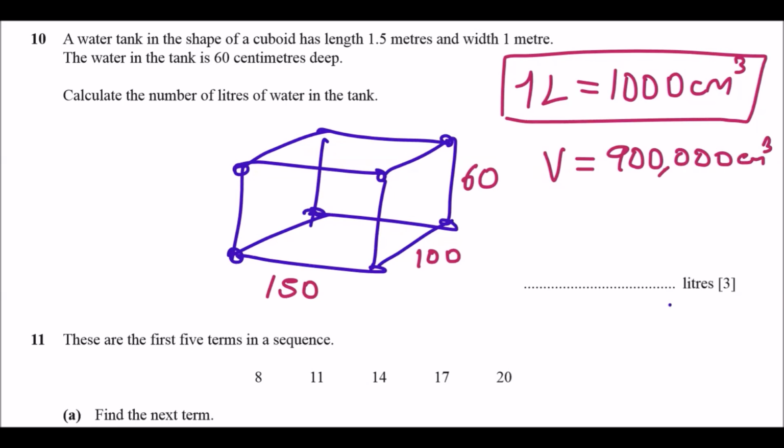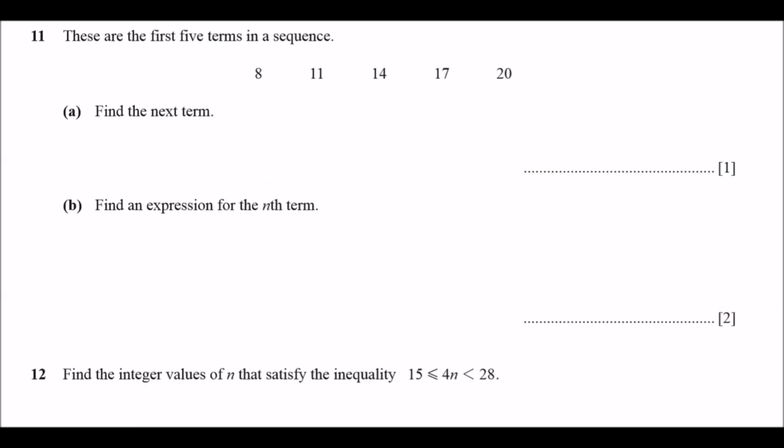Now notice how they want answers in liters. So to go from centimeters cubed to liters, we need to divide it by 1,000. So dividing by 1,000, you're going to get 900 liters. And that's it.